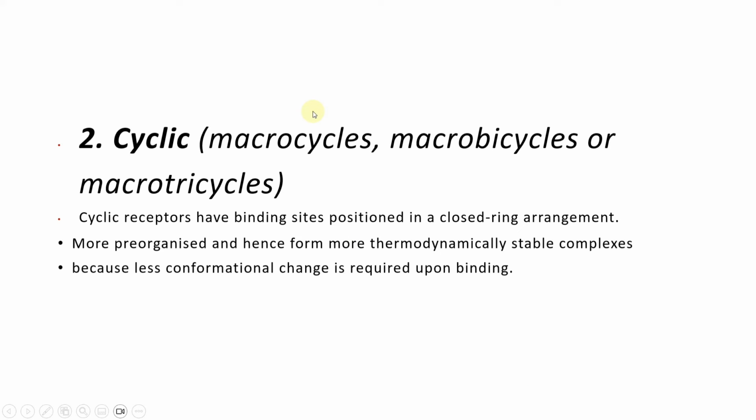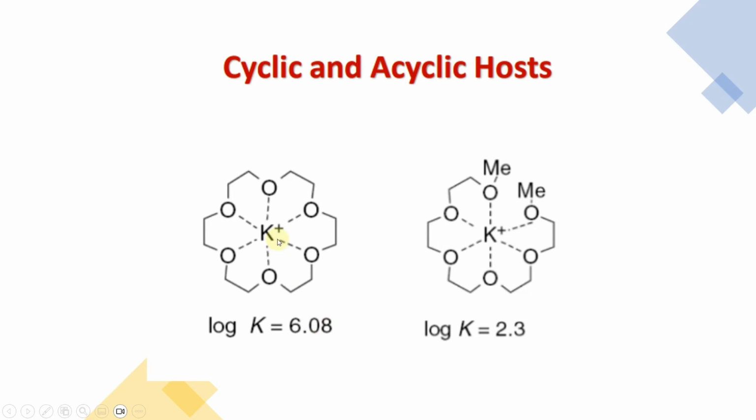Well, moving on towards the cyclic receptors, they have binding sites positioned in a closed ring arrangement. So in case of the cyclic host, we will have a closed ring arrangement. So again, moving on towards this example, as you can see here, this is a closed ring arrangement and the potassium is present in this closed ring, and so this is the type of the cyclic host.